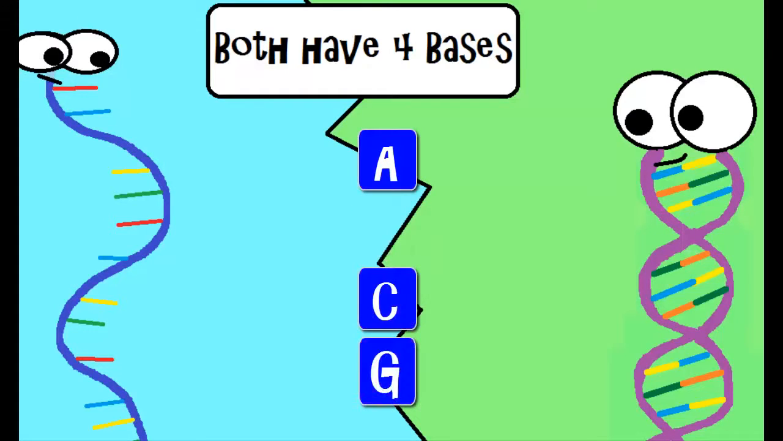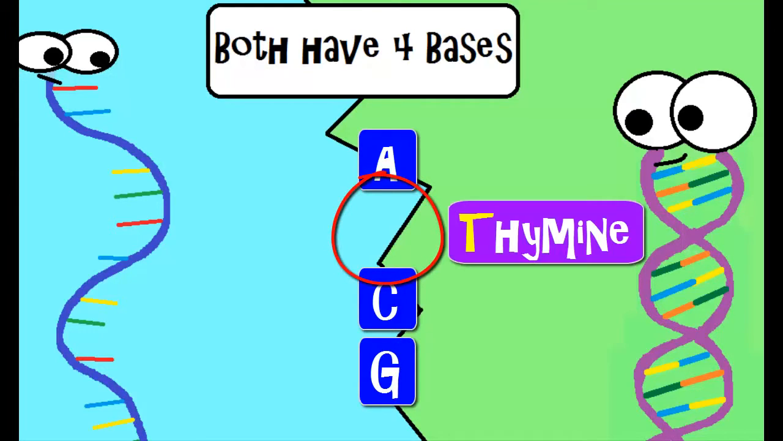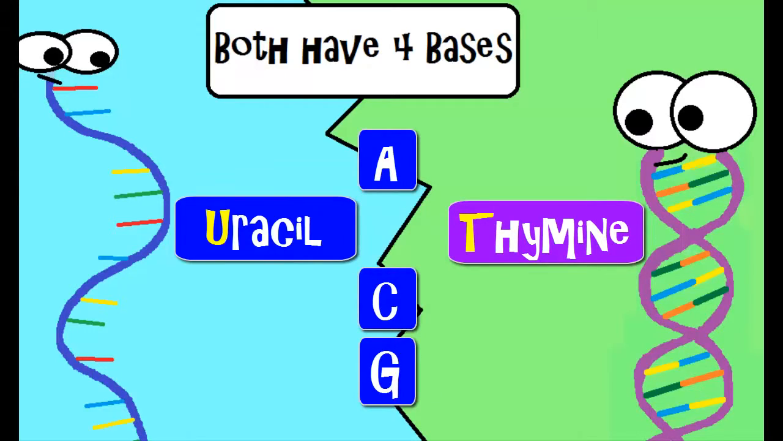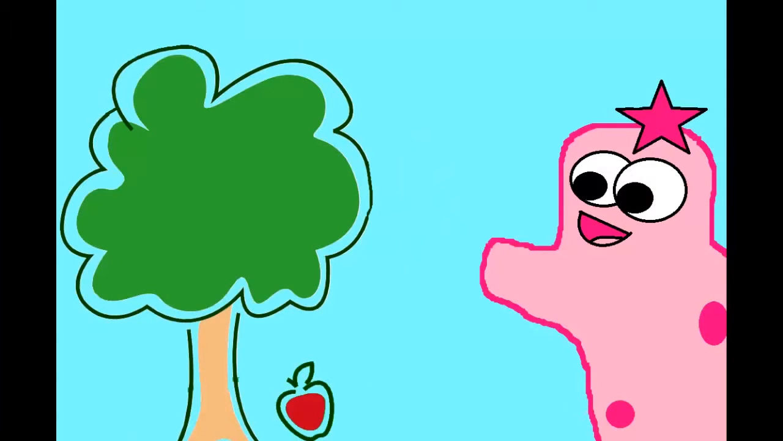Well, in RNA, you have all the same bases except for one. There is no T, otherwise known as thymine. There's no T in RNA. Instead, it's a U. The U is for uracil. So you can't remember apples in the tree for RNA. That's not going to work because there's no T.